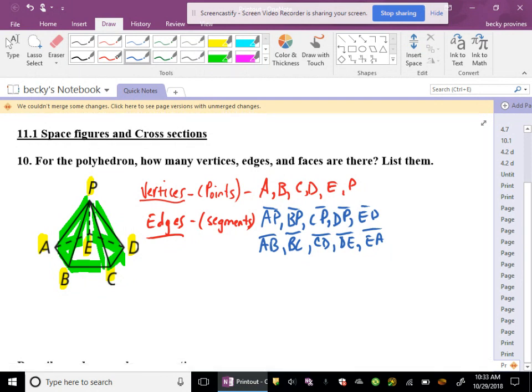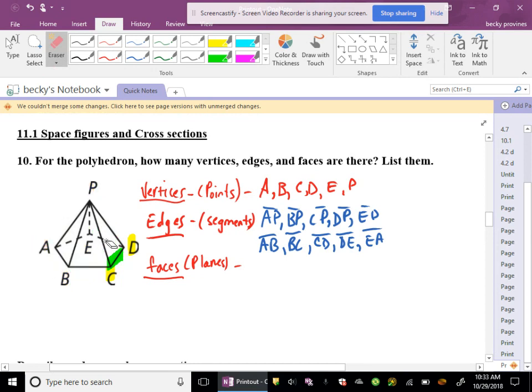And then the last one that we have are faces. Now, faces are like planes. Now, how do you name planes? You name planes with 3 letters. So how many different planes do you see within this picture? So I'm going to erase some stuff here so we can get back to the original picture. The bottom is a plane, and then all the triangles going up, and there are 5 triangles. So that means there's a total of 6 planes.